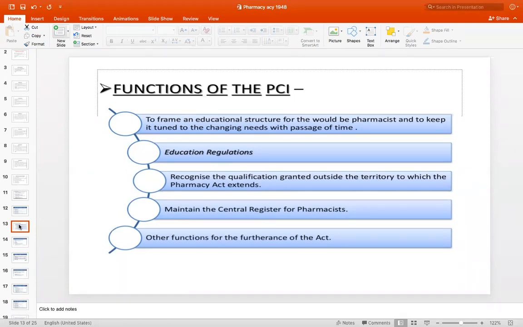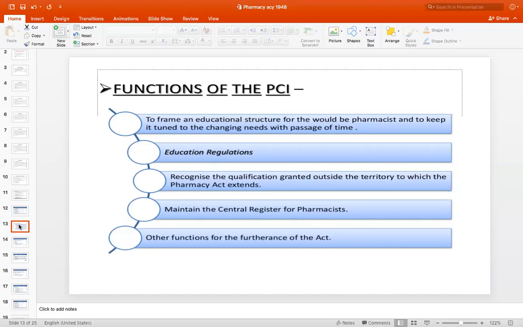To frame an educational structure for the would-be pharmacist, and to keep it tuned to the changing needs with the passage of time. Now you might have seen in this semester we are changing from KLE syllabus to PCI syllabus. Now the PCI syllabus becomes common throughout India. PCI makes a syllabus and all the colleges should follow it. Before, each university had a different syllabus, RGHS had a different syllabus, deemed had a different syllabus, so we used to follow accordingly. But now PCI has made a common syllabus which we have to follow.